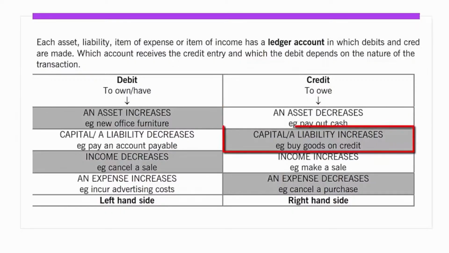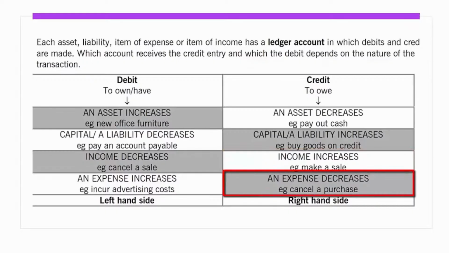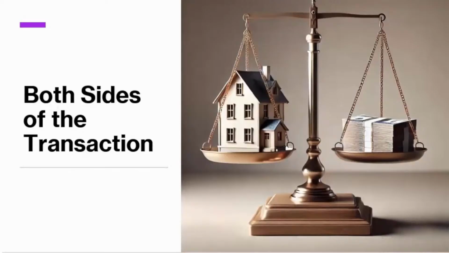2. A liability or capital increases. If you buy goods on credit, your liabilities increase, so you would record this as a credit. 3. Income increases. When you make a sale, your income increases, so you record this on the credit side. 4. An expense decreases. If you cancel an expense, like reversing a purchase, the expense decreases, so it goes on the credit side. Key takeaway: the debit and credit sides are like a balancing act. For every action, debit, there's an equal and opposite reaction, credit. That's what keeps your accounts accurate and your financial records balanced.